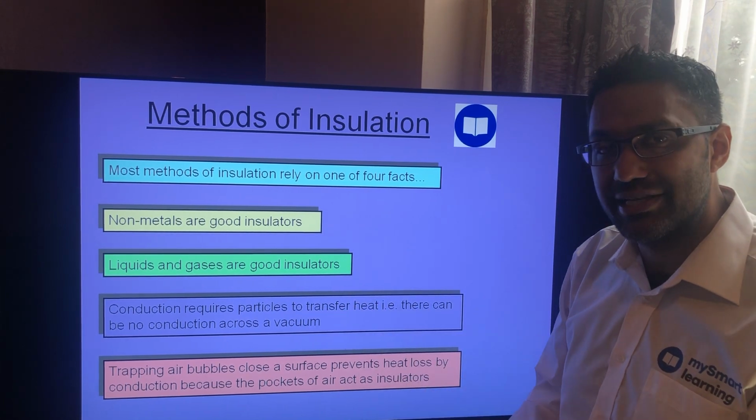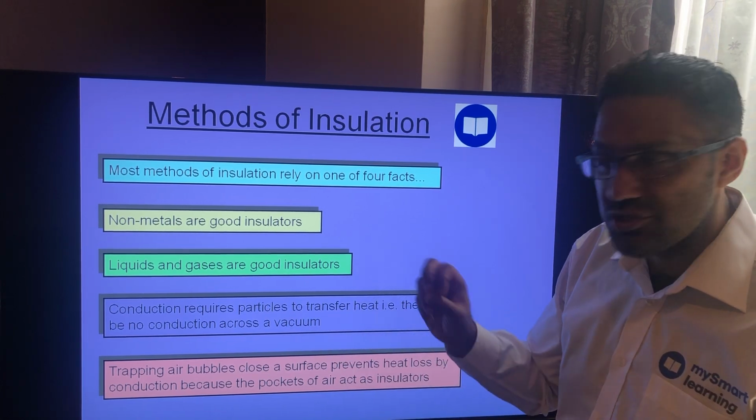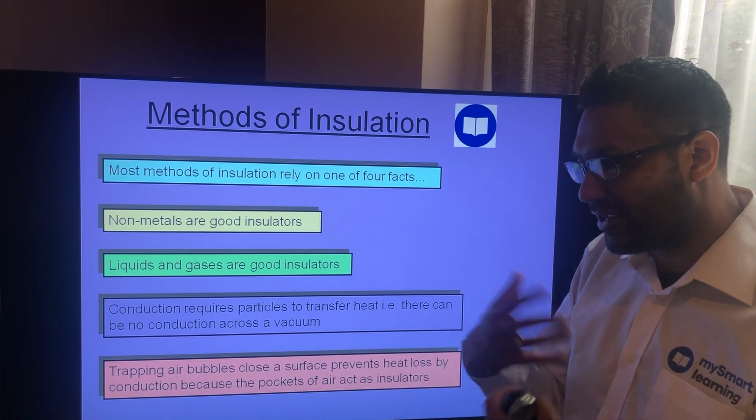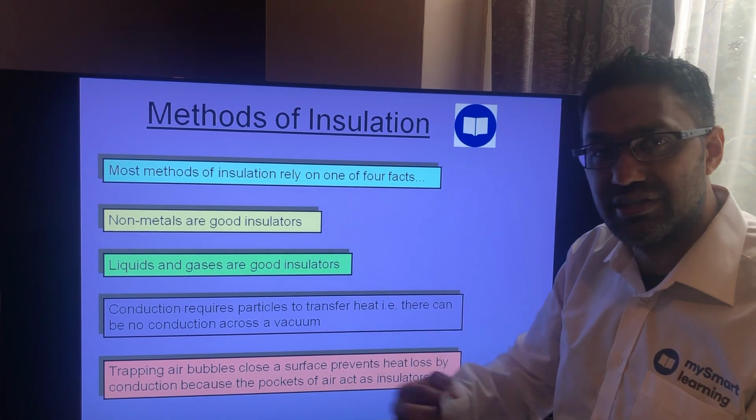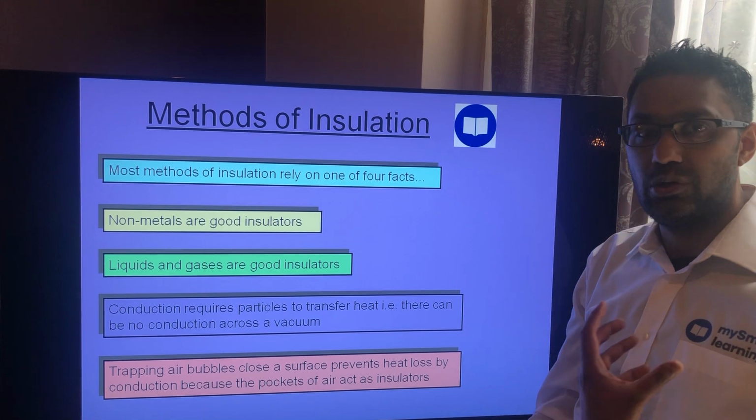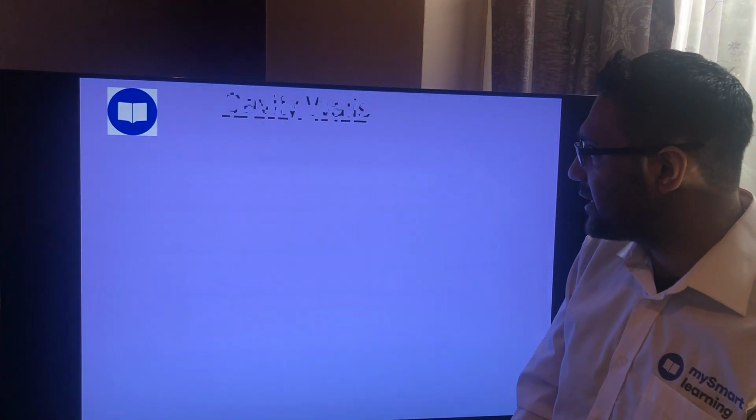that would be a good insulator. Liquids and gases are good insulators because they're not solids, because solids conduct. And also if you've got a vacuum where there are no particles at all, or you've got something like bubble wrap, that type of stuff will have air trapped in the gaps and therefore they will act as good insulators. So a woolly jumper will have lots of gaps in there and make it a good insulator.